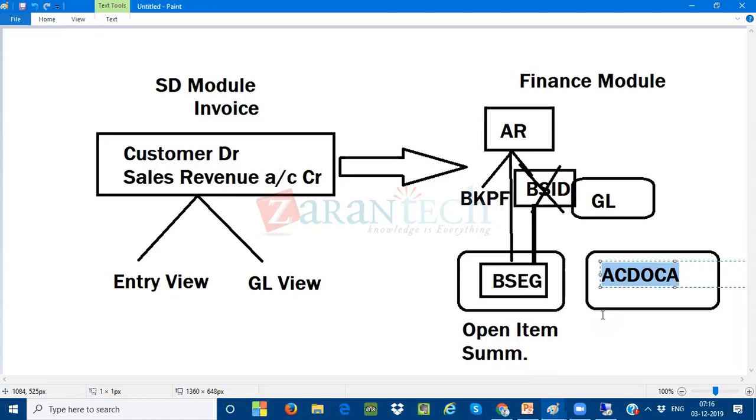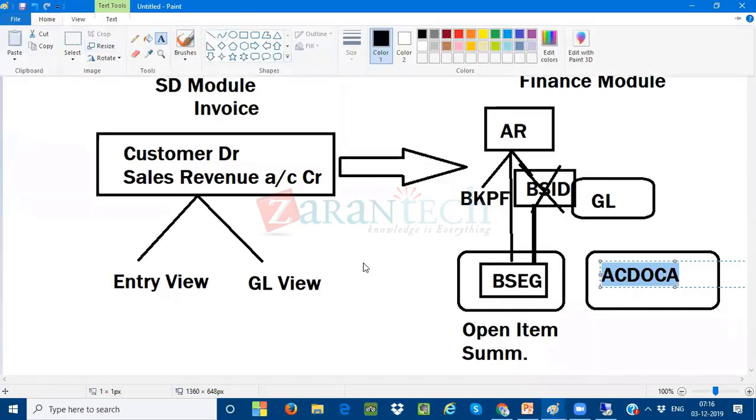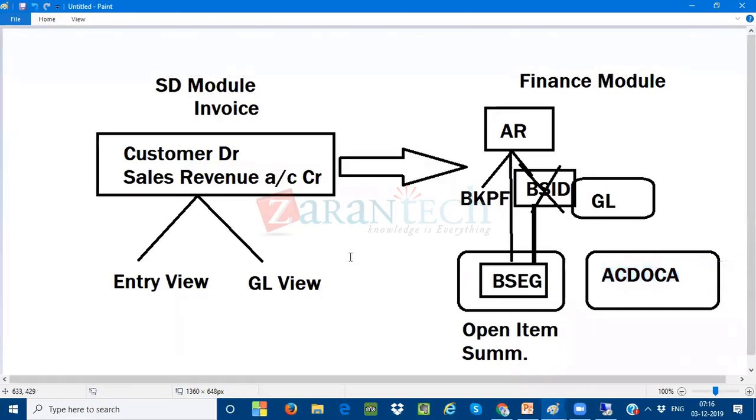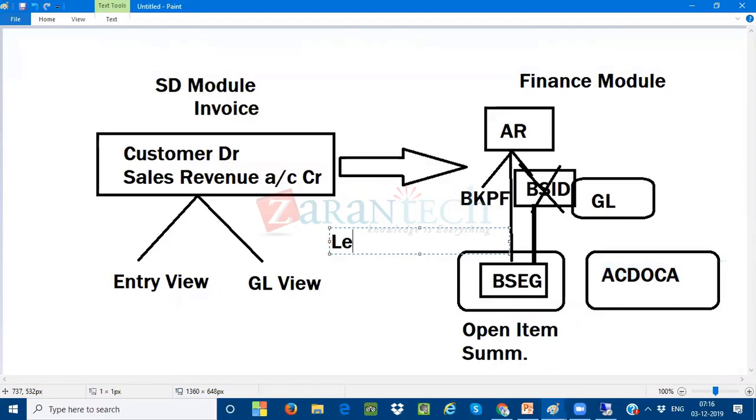Right, but essentially what you're saying is ACDOCA has line item level information, whereas BSEG does not. BSEG is also a line item level table, but at the entry view. So for example, the concept of the ledgers: we have the concept of the leading ledger, and we have the concept of the non-leading ledger.